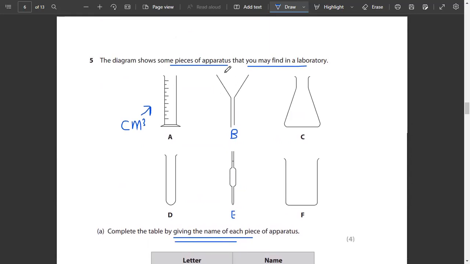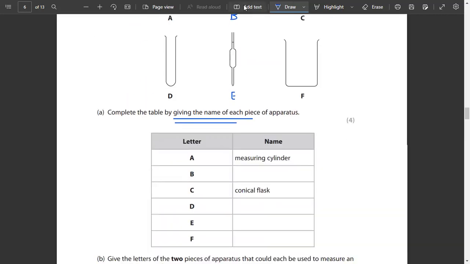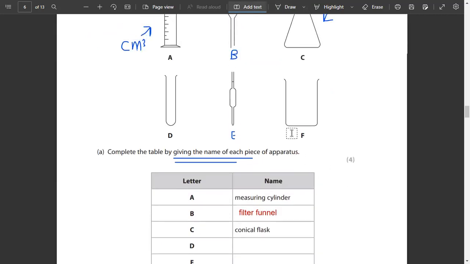B is known as a conical flask. ये जो आपके पास है, this is a conical flask. हम इसको filter funnel भी, no, this is a conical flask. B को हम कहते हैं filter funnel. What do we call B? We call it a filter funnel. C is a conical flask.